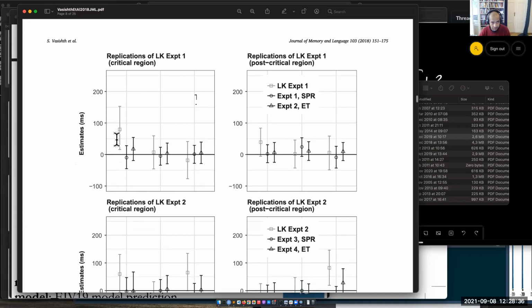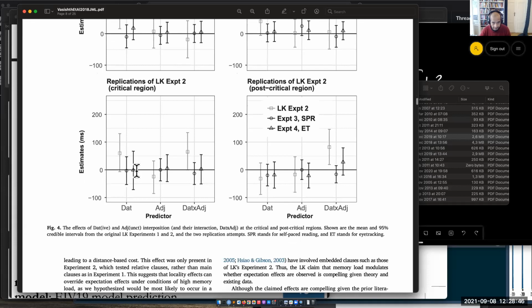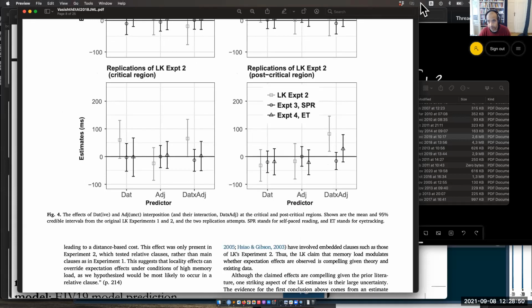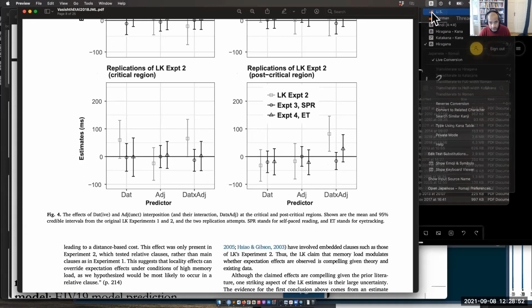So you can see that this is what the original study found, and these are my replication attempts of this study. I don't find similar patterns at all. I think you would agree with that. And then let me show you, oh, sorry, again, I switched to Japanese for some reason.